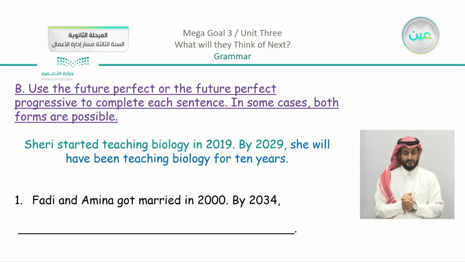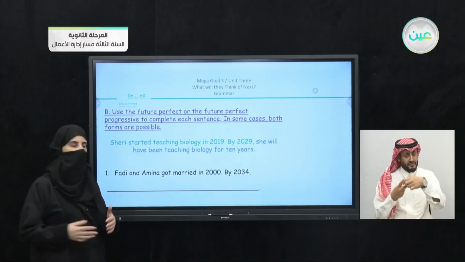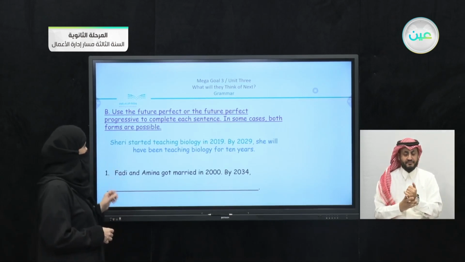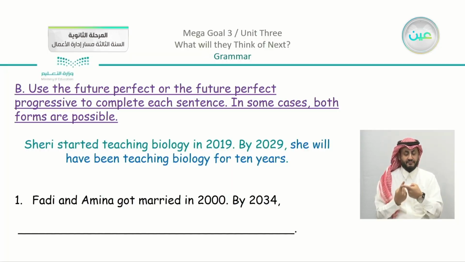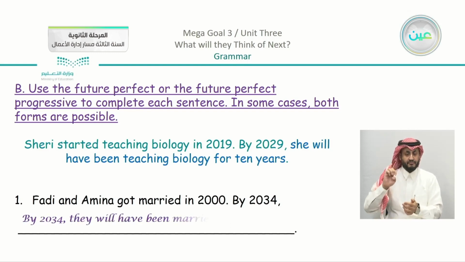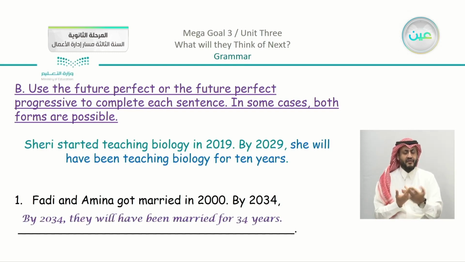Moving on to the second exercise, use the future perfect or the future perfect progressive to complete each sentence. In some cases, both forms can be used or possible. So you can see that we have here both examples can be used or both the forms. Now, for example, we have here number 1, Fadi and Amina got married in 2000. By 2034, they will have been married for 34 years.